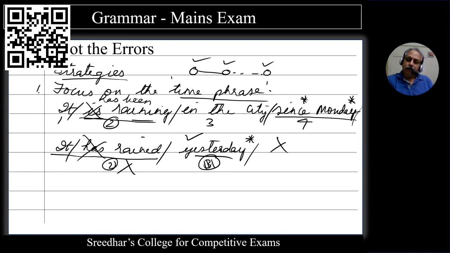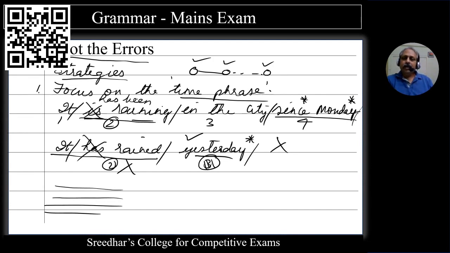Here, the first and foremost strategy when it comes to spotting the errors: focus on the time phrase. When you read a particular sentence, look for the time phrase deliberately. Imagine this is a very short sentence. Here it is raining in the city since Monday. It has rained yesterday. Short sentences. Imagine there's a lengthy sentence, like a paragraph. Read, but in the back of your mind, you should look for the time phrase. And whenever you come across a particular time phrase in the sentence, focus on that. And based on that, you decide which particular tense the sentence should be in.